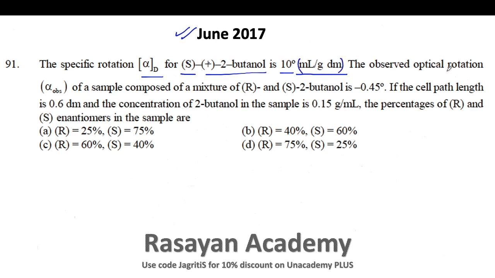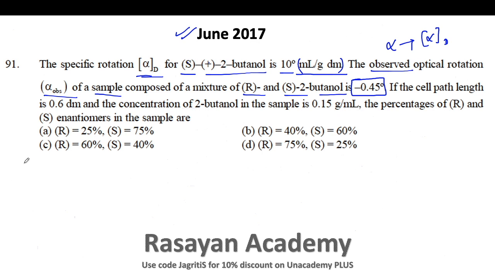The observed optical rotation of a sample. See, this is observed optical rotation. What does that mean? It is not specific, it's only alpha. And this is alpha D which is given. So alright, you must convert one of them. So you should convert this into alpha D, okay, specific. Let's see. Now the observed optical rotation alpha observed of a sample composed of a mixture of R and S 2-butanol is minus 0.45 degrees.